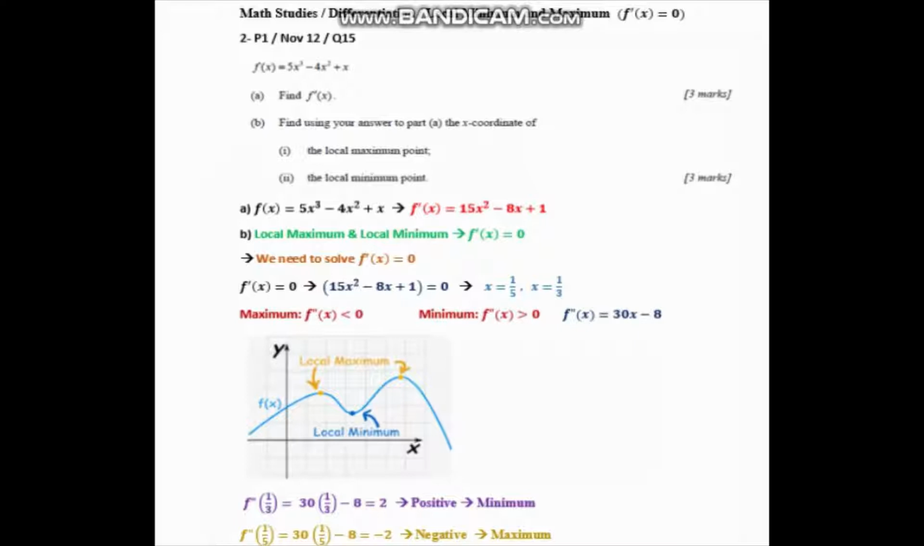So what we already discussed concerning maximum and minimum points is that f dash of x equals 0 in both. Hence, we need to solve the equation f dash of x equals 0, which translates into 15x squared minus 8x plus 1 equals 0. And we solve this using the GDC as follows.